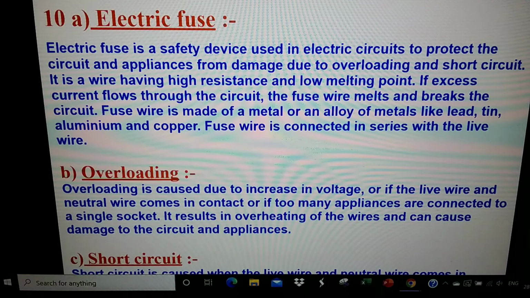Fuse wire is made up of a metal or an alloy, metals like lead, tin, aluminium and copper. Fuse wire is connected in series with the live wire.